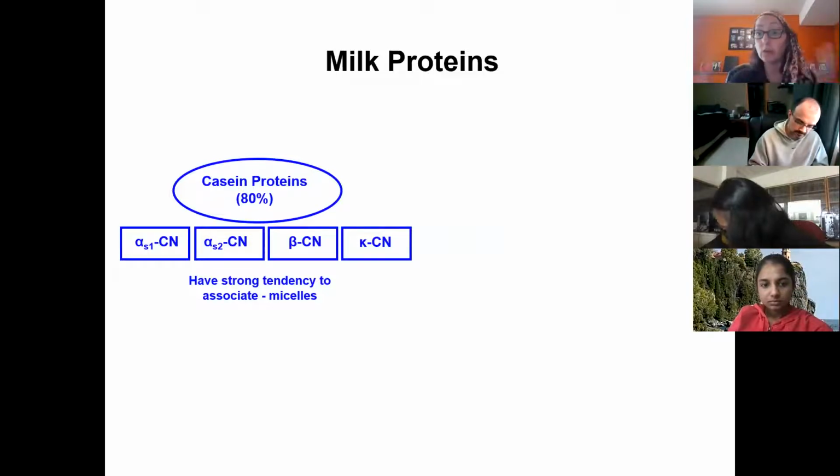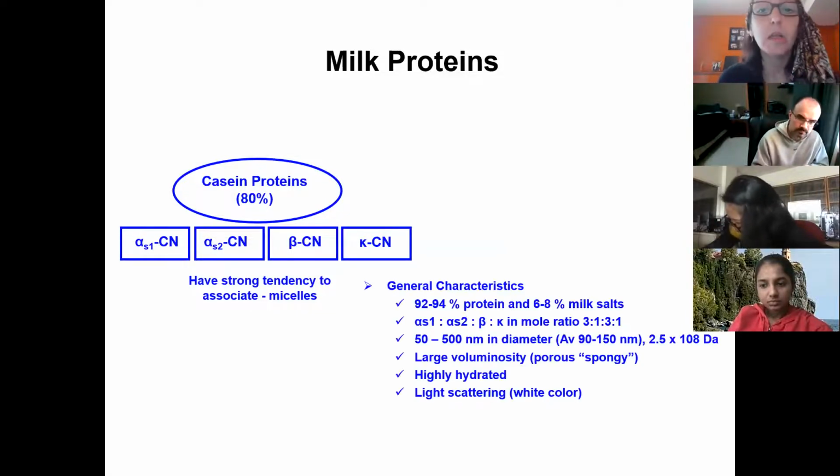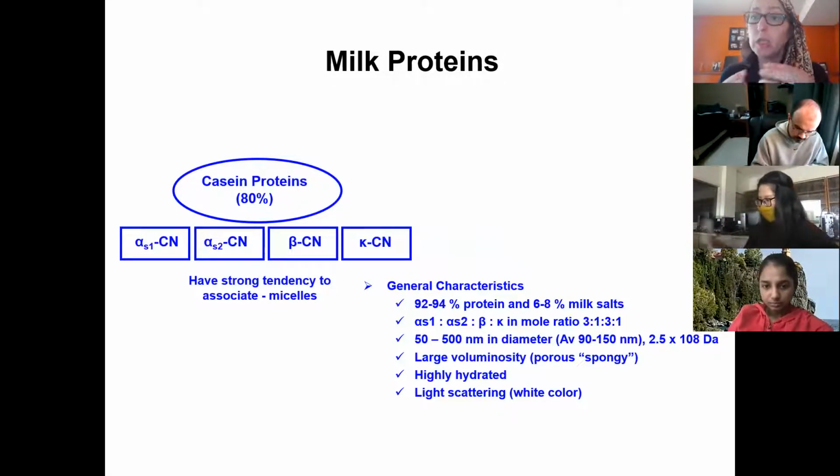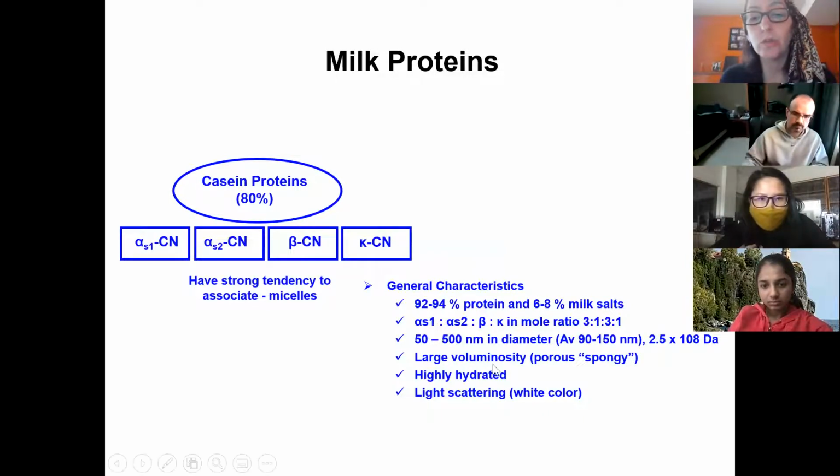So they don't exist as individual proteins. The structure is quaternary structure. So they associate as micelles. These caseins associate together as micelles. The micelle itself is made up mostly of protein. You have some salts, obviously, calcium phosphates, with the protein micelle. And then the ratio, if you see here, you have mostly alpha S1 and a lot of beta. You have alpha S2 and kappa casein at lower proportion.